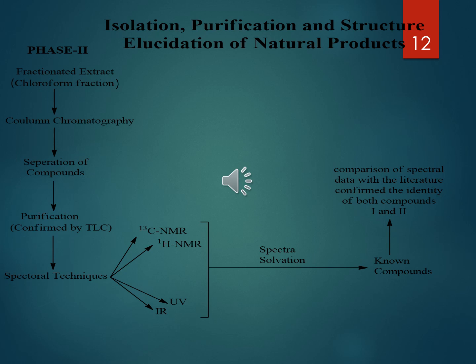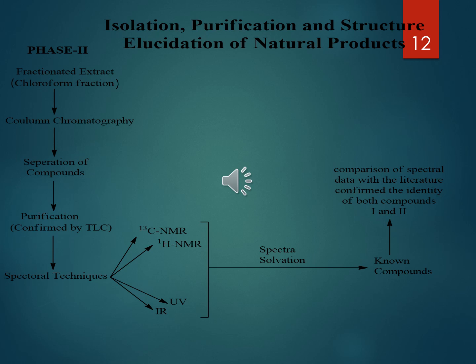If we have a single compound or component on the TLC card, it means the compound is pure. When this is confirmed, the pure compounds are submitted to spectral techniques. Spectral techniques are a tool useful to elucidate or determine the structures of known or unknown compounds. Spectral techniques consist of C13 NMR, proton NMR, UV, IR, HMBC, HMQC, NOE, COSY, and MALDI techniques.